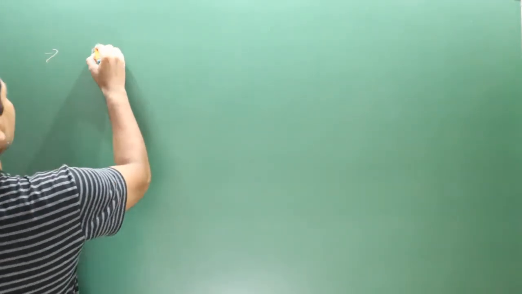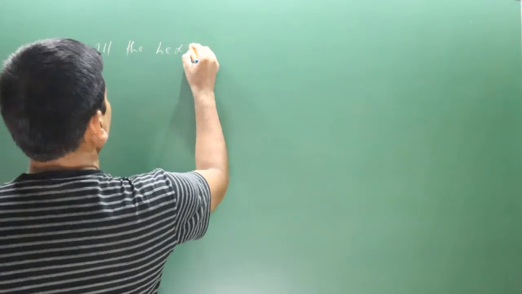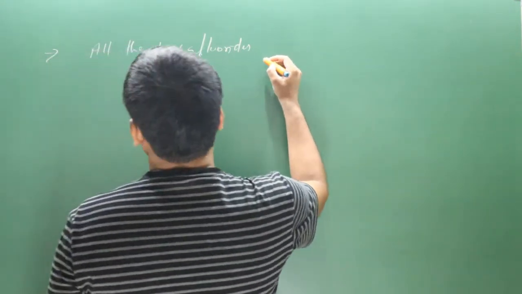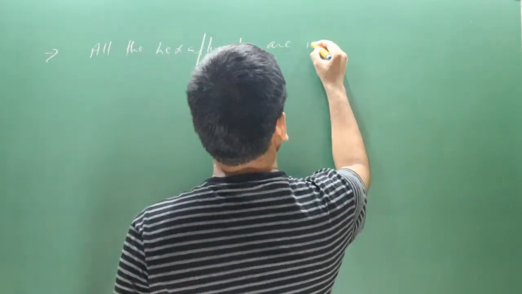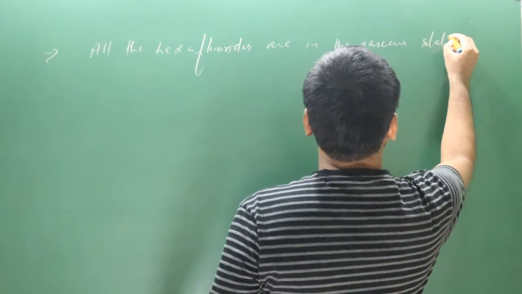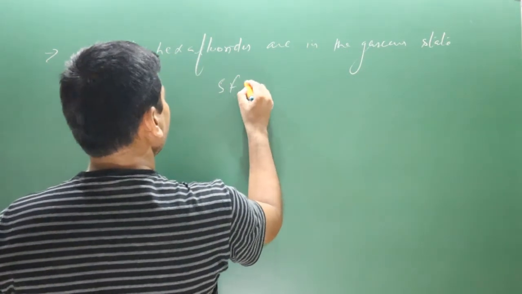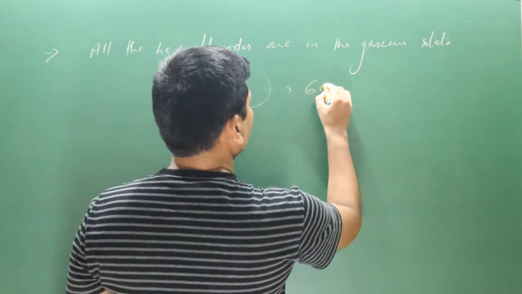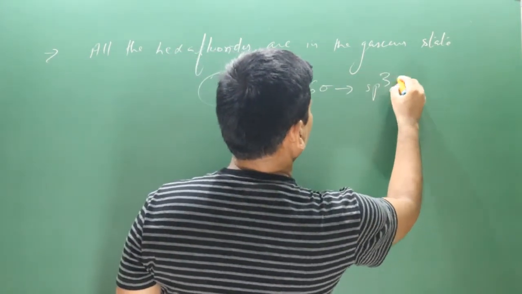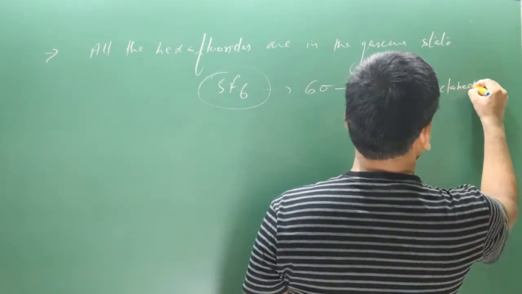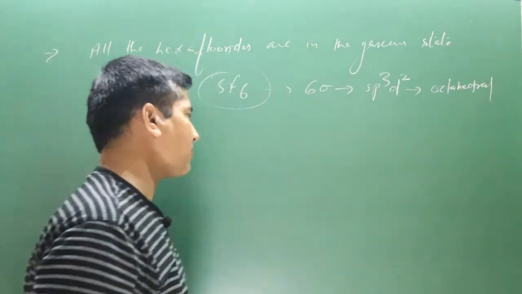Keep in mind all the hexafluorides are in the gaseous state, such as SF6. How many sigma bonds does it have? 6 sigma bonds. Hybridization will be sp3d2 and geometry will be octahedral. You can use VSEPR theory, as in chemical bonding.